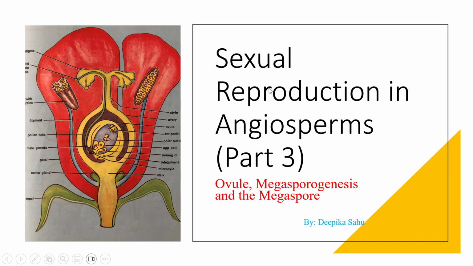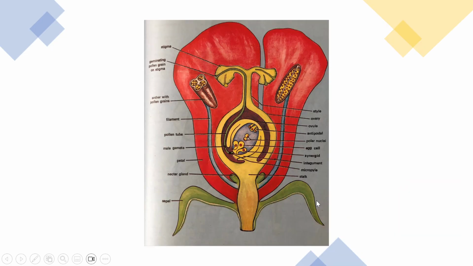In this video, we will learn about part 3 of sexual reproduction in angiosperms, and we see in detail the structure of the ovule and the process of megasporogenesis and the formation of the megaspore. So here in this picture, we see the ovary, and the ovule is placed inside the ovary. These are the egg cell, the polar nuclei, and the antipodal cells, and how these cells are formed.